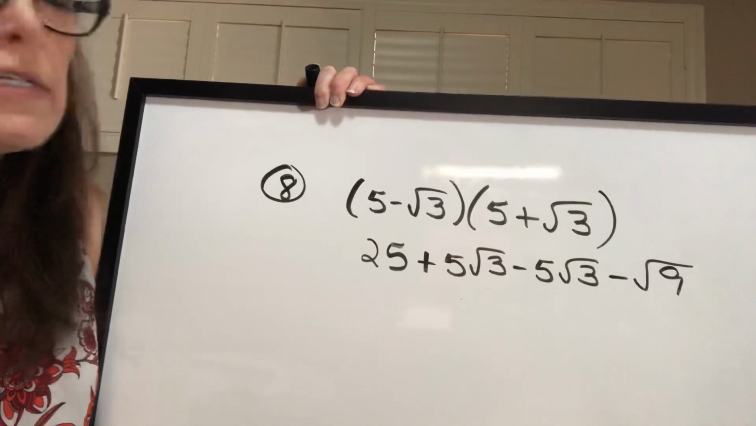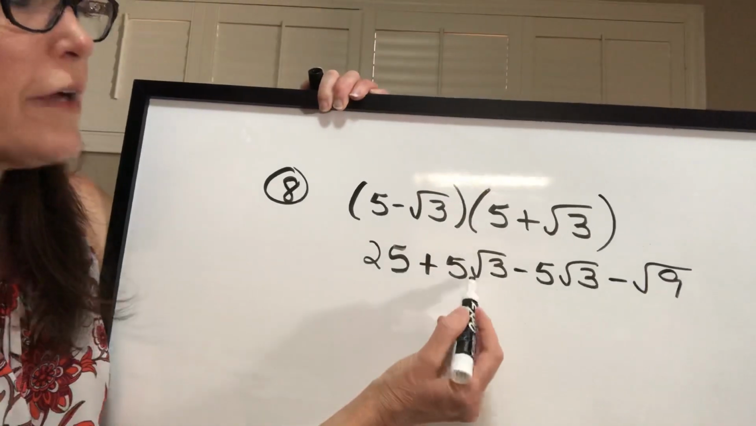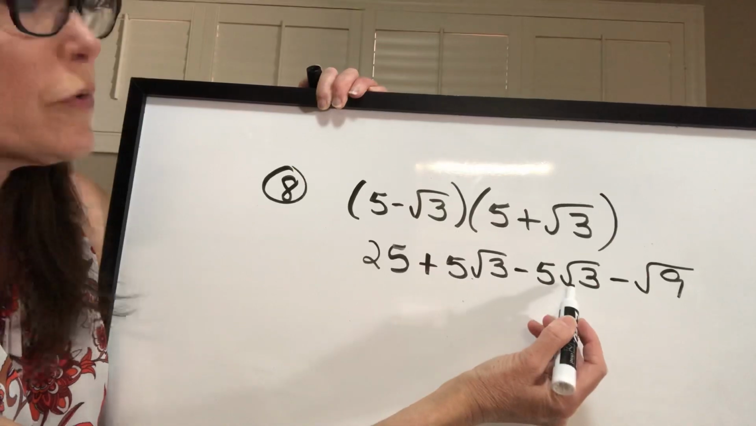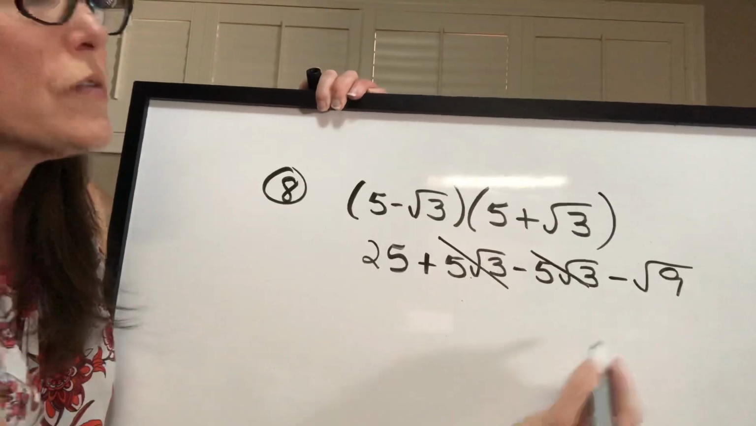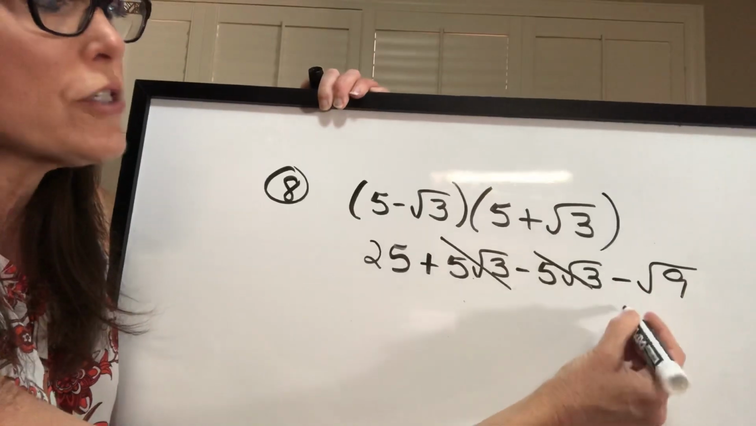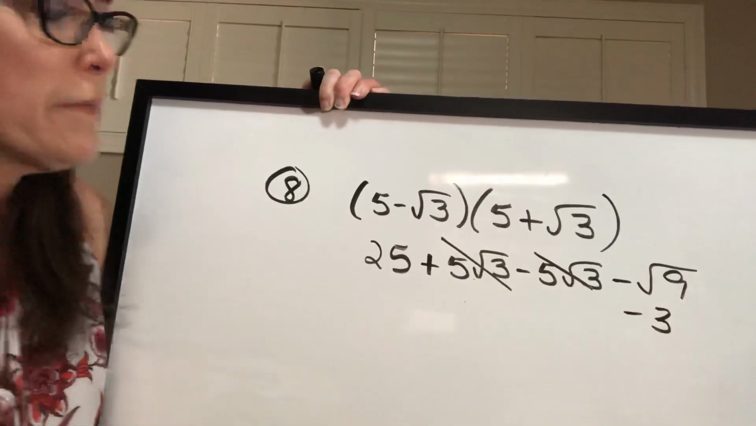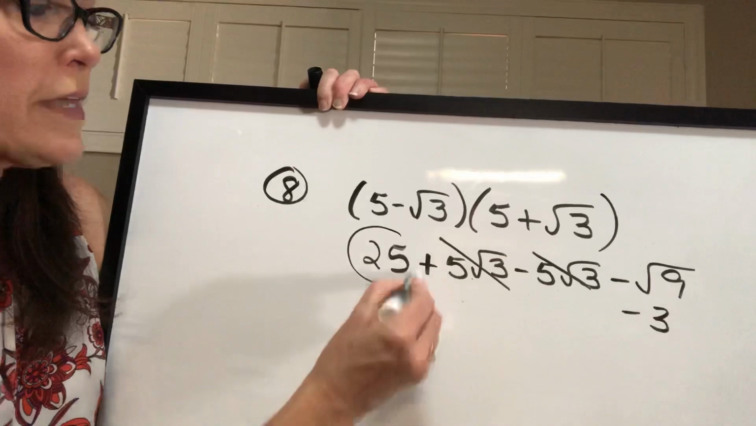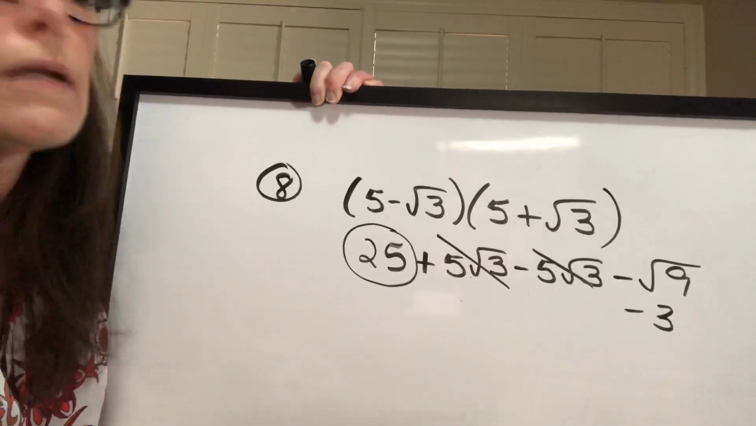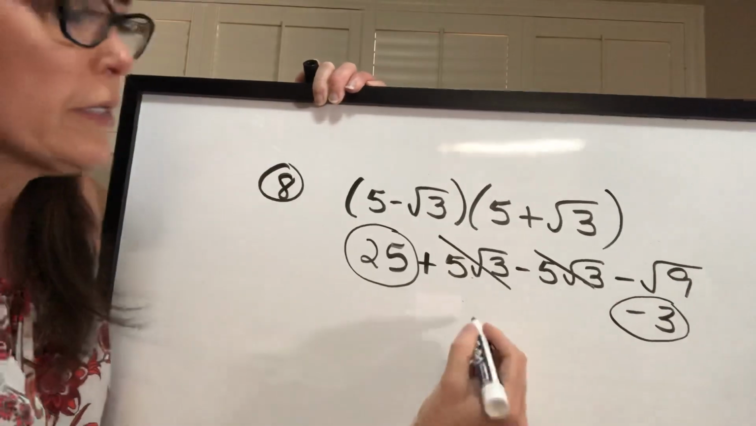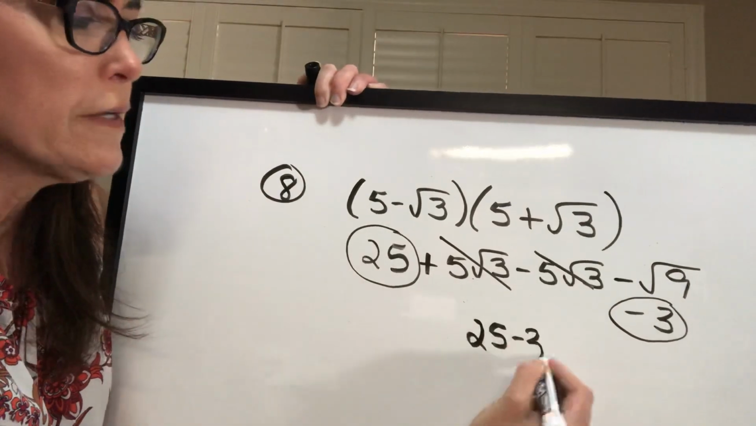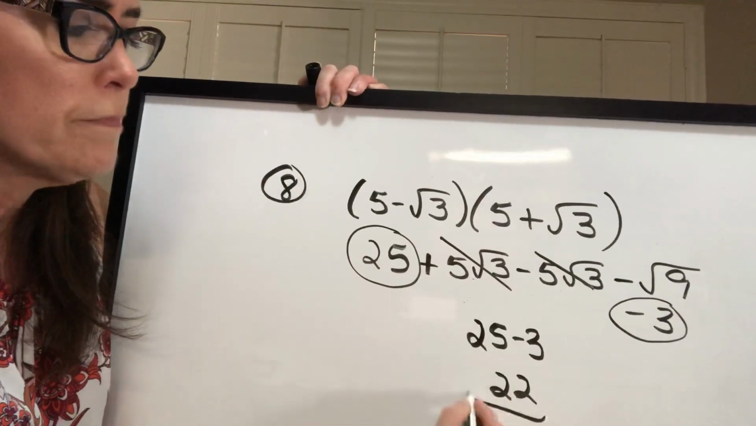So again, a couple things can happen to simplify. The 5 square root 3 and the negative 5 square root 3, they cancel out. The square root of 9 is perfect, so that would be 3. But there's a subtraction sign here, so think of that as negative 3. So the 25 that's at the beginning can combine with the negative 3 at the end. So really it's 25 minus 3. So that would be 22.